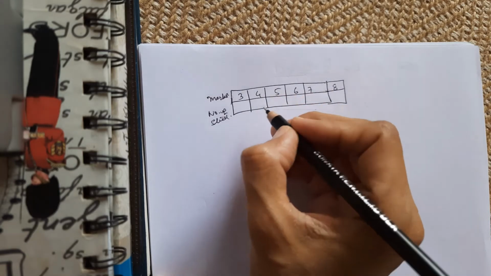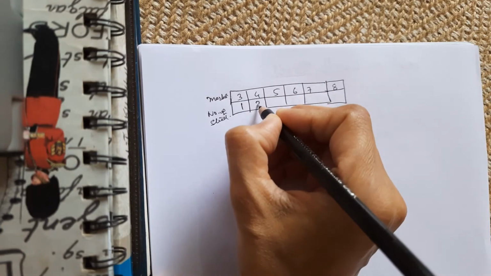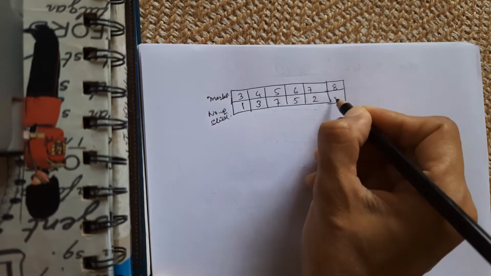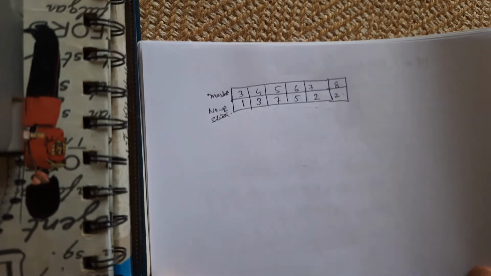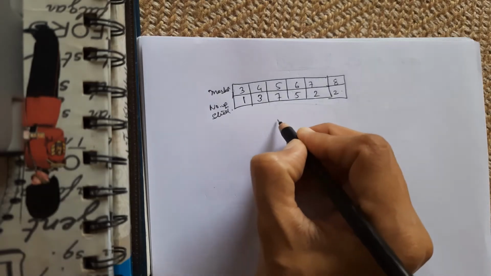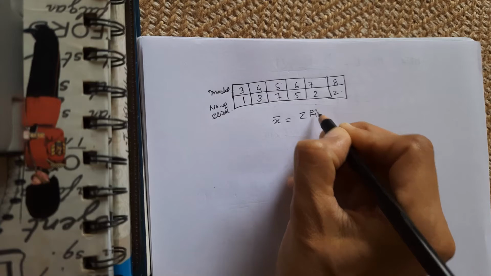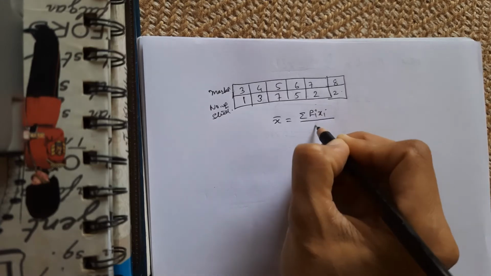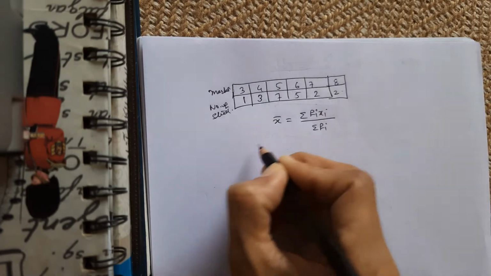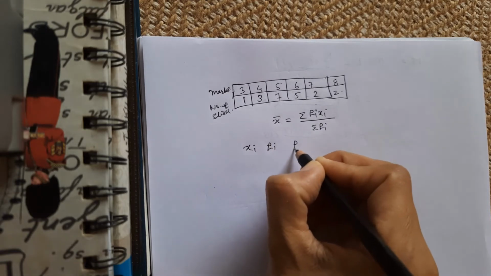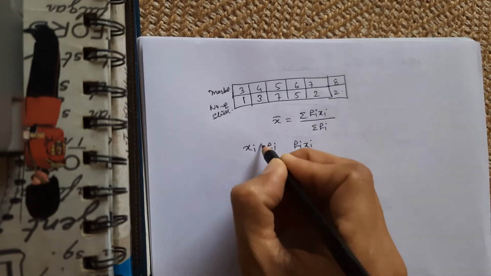And the number of students are 1, 3, 7, 5, 2, 2. Okay. So now my aim is I need to calculate x bar. The formula is sum over fi xi divided by sum over fi. So I'll just make a table: xi, fi, fi into xi.